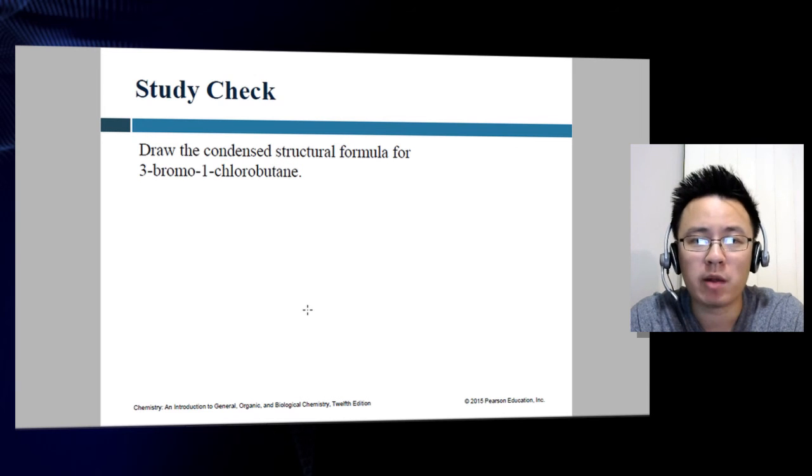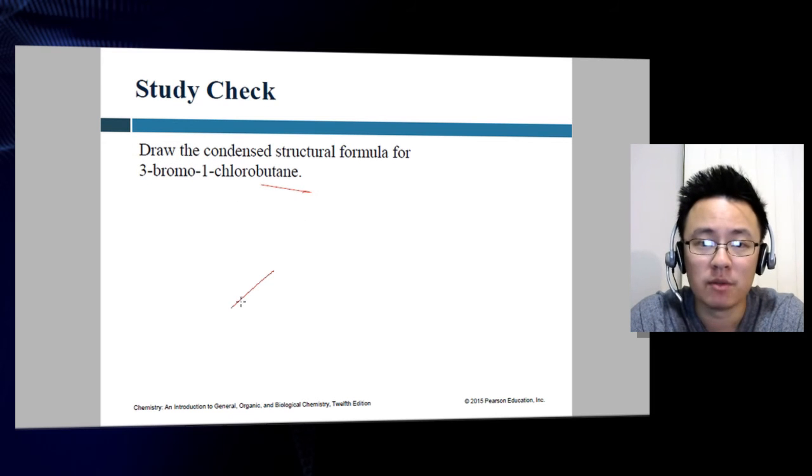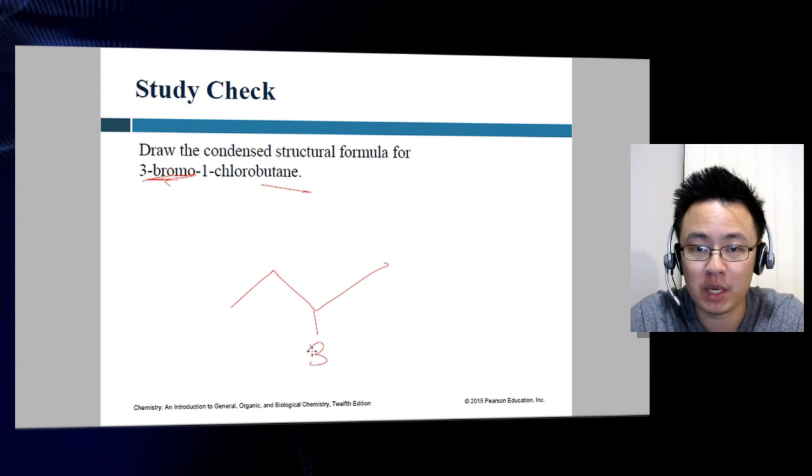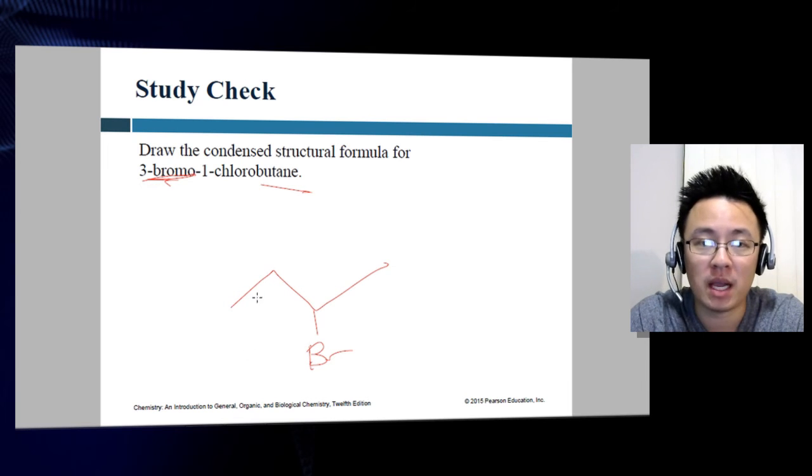All right. Now draw the condensed structural formula for 3-bromo-1-chlorobutane. We have a butane, 4 of them, 2, 3, 4. The third carbon has a bromo, 1, 2, 3. Here we go. B, R, and then 1-chloro, 1, chloro.